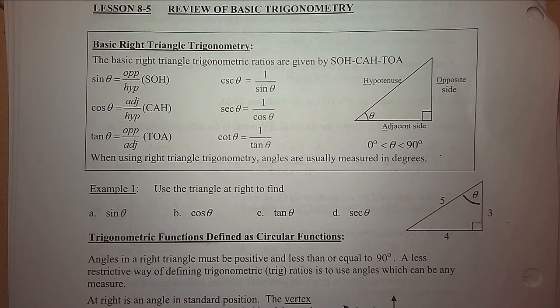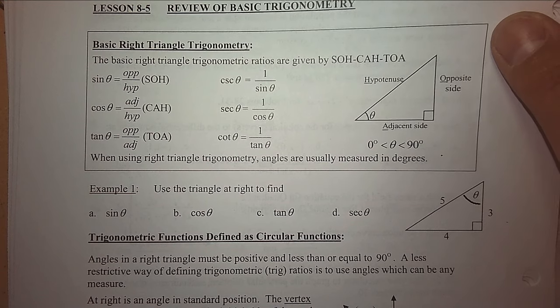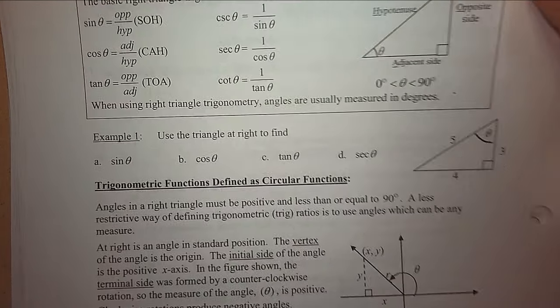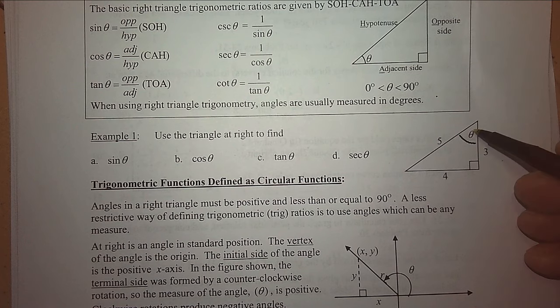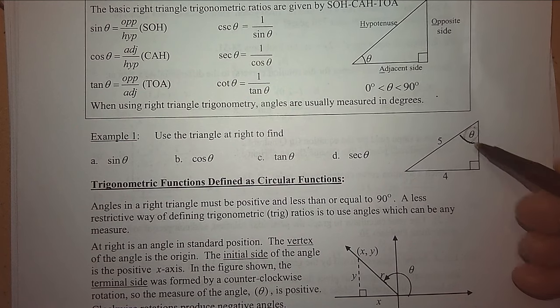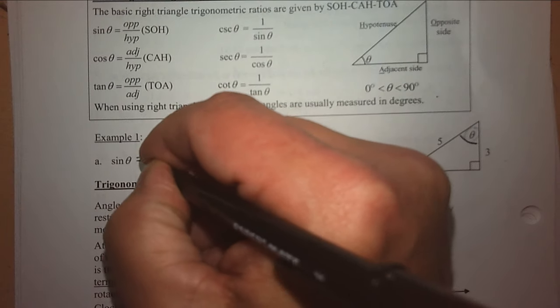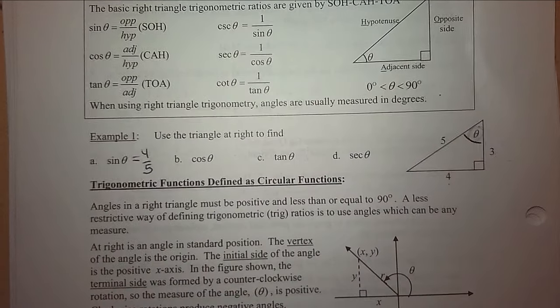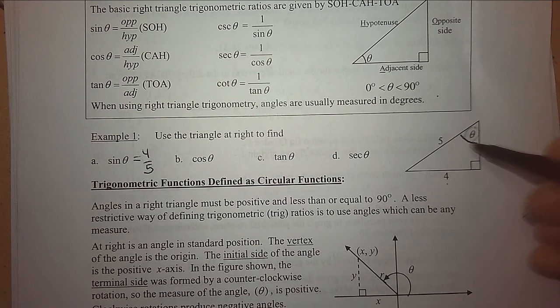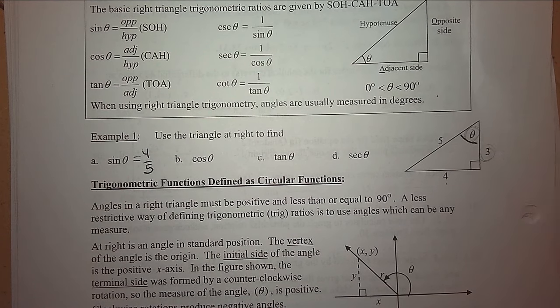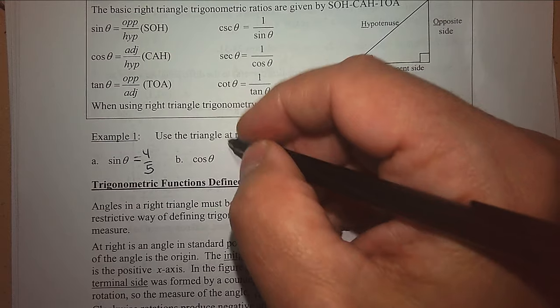All right, let's look at example number one. Look at the right triangle. Can you tell me what sine theta equals? So you see the unknown angle. What's opposite of the unknown angle? And what's the length of the hypotenuse? That's simple. Cosine, what's adjacent to the unknown angle over the hypotenuse?